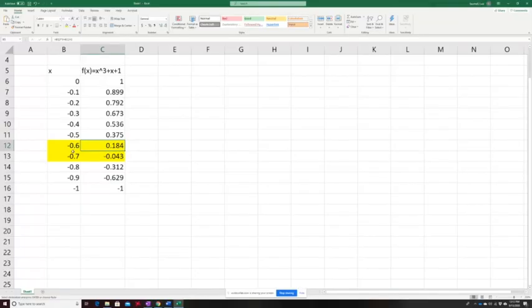So that means there has to be a 0 between these two numbers. Whatever it is where we cross the x-axis is between negative 0.7 and negative 0.6. So that's how we know that. Are we good?